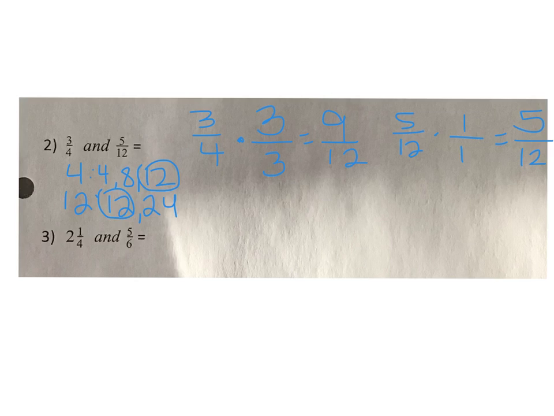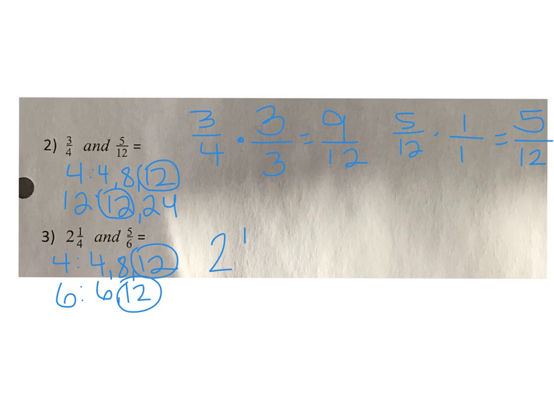So this one looks a little different because it's got the whole number. Really, it's not any different. You just got to keep that whole number out in front of it. So our denominators are 4 and 6. So here we go, 4, 8, 12. 6 and 12. So our common denominator is 12.